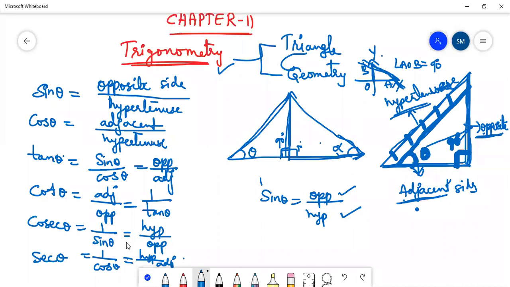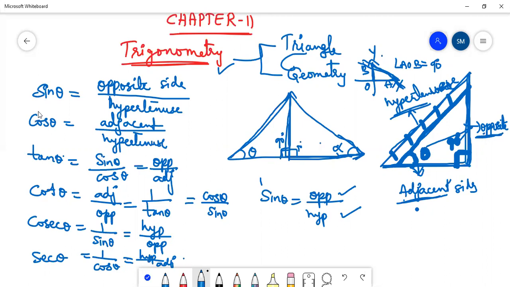So tan theta is the ratio of sine theta by cos theta, where the hypotenuse gets cancelled, giving opposite by adjacent. Cot theta is the ratio of cos theta by sin theta, that is 1 by tan theta, equal to adjacent by opposite. Cosec theta is the reciprocal of sin theta, that is hypotenuse by opposite. Secant theta is the reciprocal of cos theta, that is hypotenuse by adjacent.